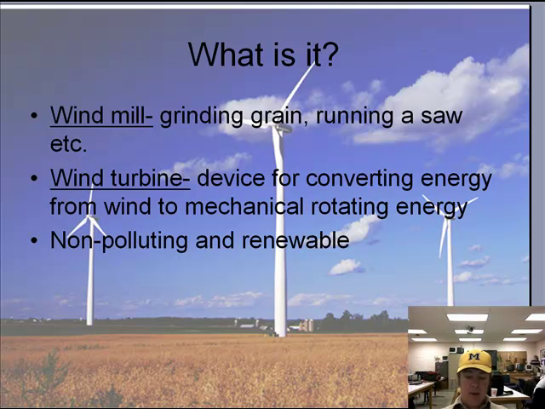What is it? The difference between a windmill and a wind turbine is that a windmill uses the wind's power to do work such as grind grain or run a saw. A turbine converts the wind energy into rotating mechanical energy used to generate power.